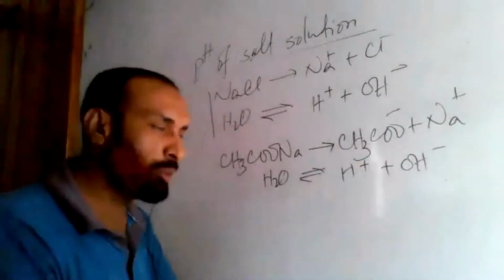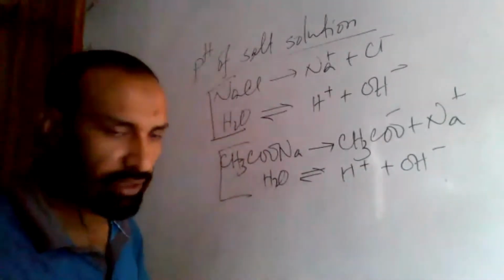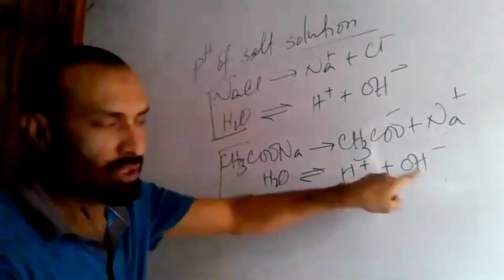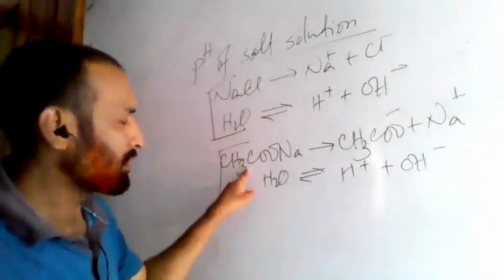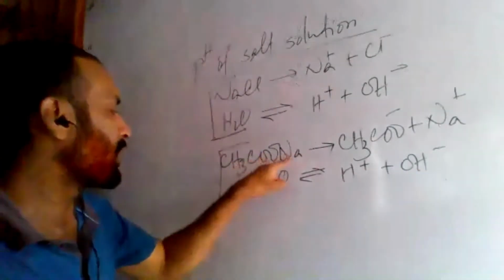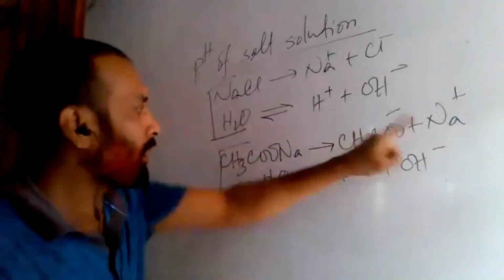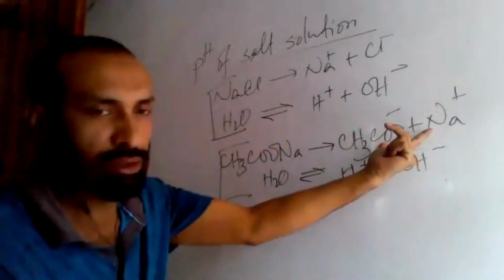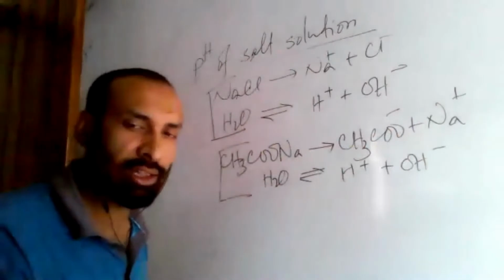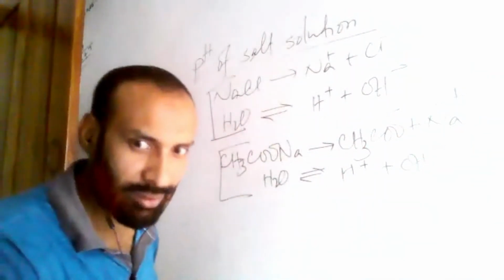Now, what do you think about the pH of this solution? Look at the ions it forms. H plus ion is given by water, and you know water alone has pH 7. And you may think that sodium ethanoate gives ethanoate ion and sodium ion, so none of them is giving H plus ion. So there is no extra H plus or OH minus ion. You may still think that this is pH 7, but this is not right.